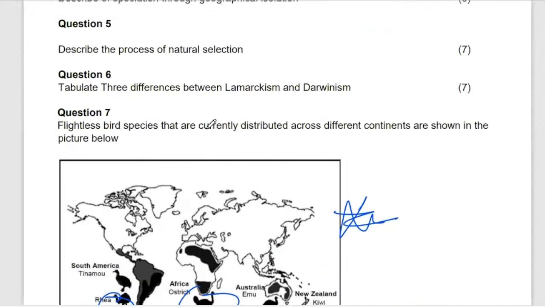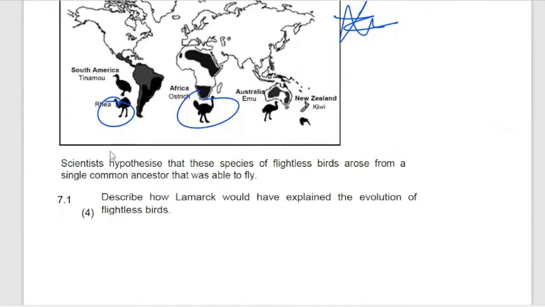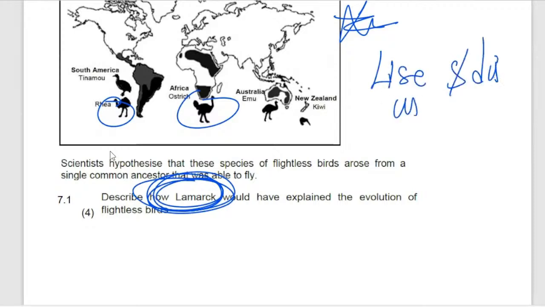The same flightless birds are currently distributed across different continents, as shown in the picture. Now, whenever they ask you to use Lamarck's theory, you talk about two laws. Number one, the law of use and disuse. Number two, the law of inheritance of acquired characteristics. These two cannot be used at the same time. Never. We'll either do the use or the disuse, so you have to pick one depending on what they have asked you.